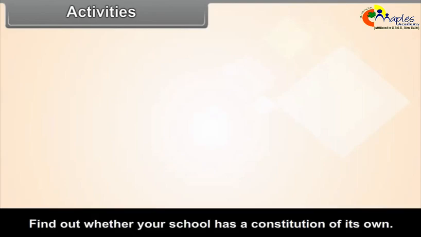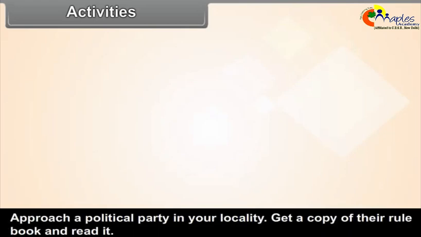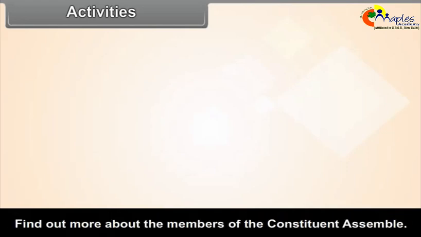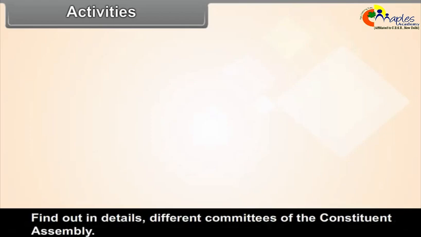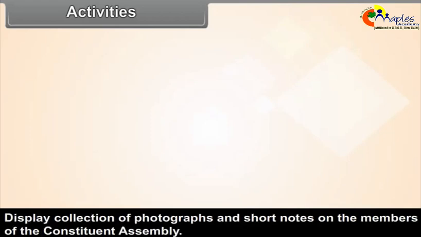Activities. Find out whether your school has a constitution of its own. Approach a political party in your locality. Get a copy of their rule book and read it. Find out more about the members of the Constituent Assembly. Find out in detail different committees of the Constituent Assembly. Display a collection of photographs and short notes on the members of the Constituent Assembly.